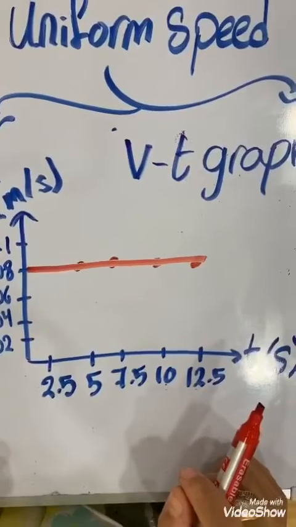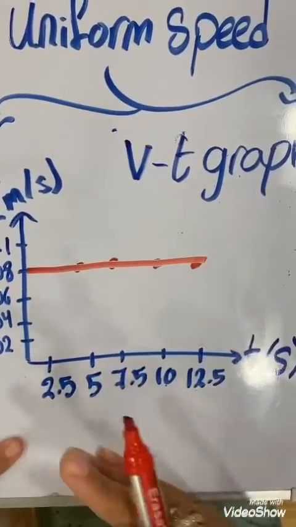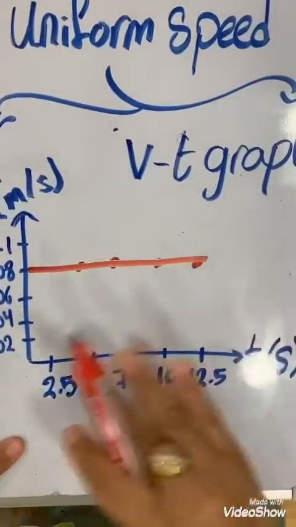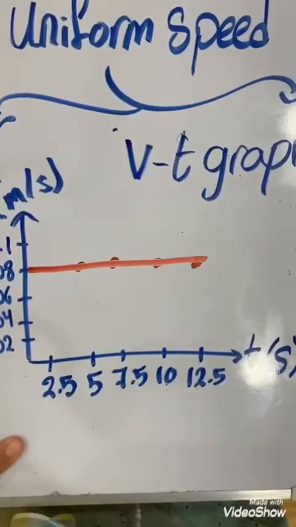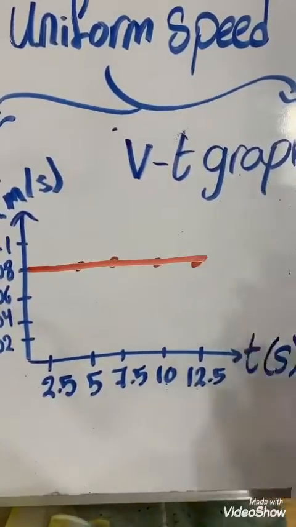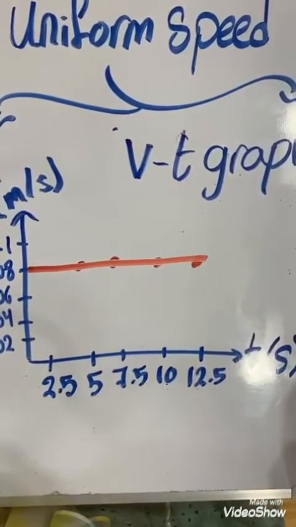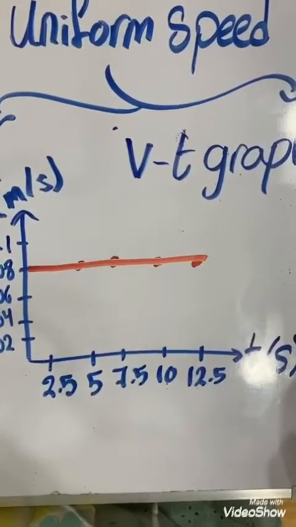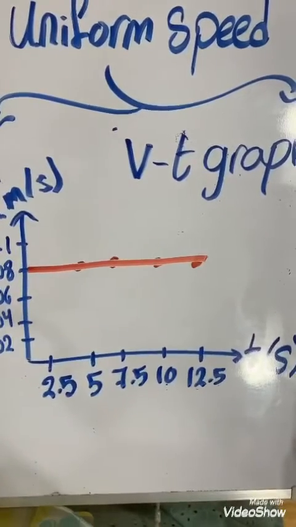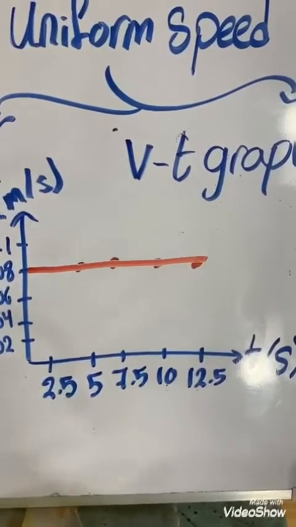Okay? The conclusion: the speed remains constant as the time passes. As the time passes from 2.5 to 5 to 7.5 to 10 to 12.5, the speed is regular all the time, it never changes. So this is very important. You have to learn this: the speed time graph for the regular speed is a straight line parallel to the x-axis, and the distance time graph for the uniform speed is a straight line passing through the origin. You have to remember this too, because they are not changed. They are one shape.